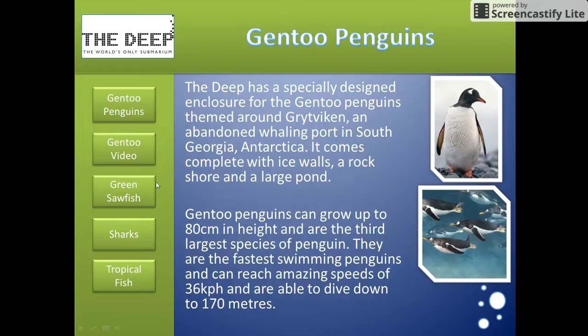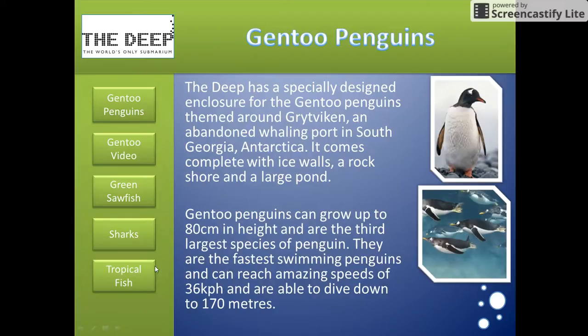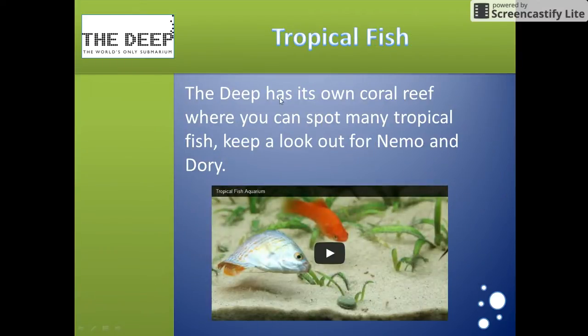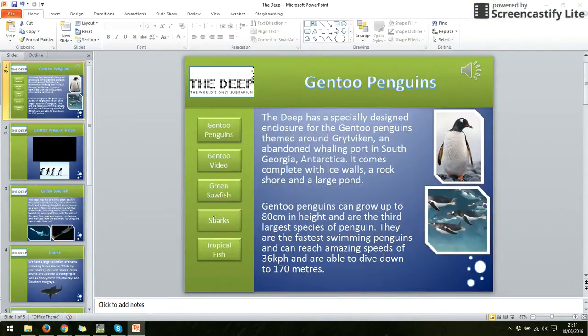Now if I run it from this slide, just to again show you this works, if I go to green sawfish, it jumps straight to that page. So let's go backwards. If I click on tropical fish, it goes straight to the tropical fish page. So I have got a menu link to every single slide on there.